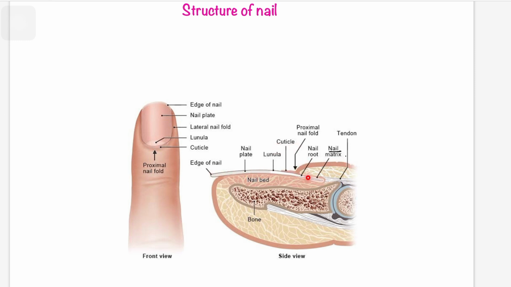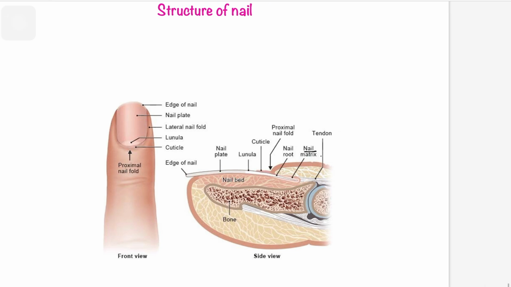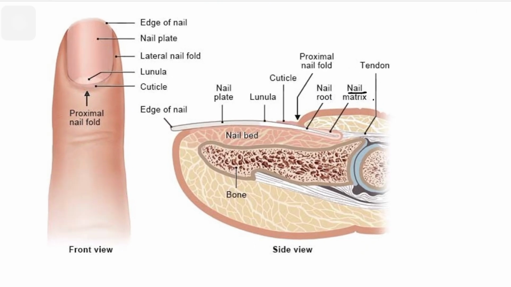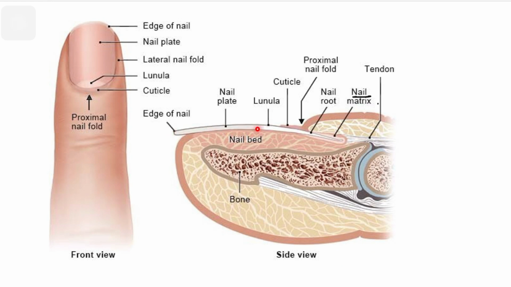So this is the proximal nail fold, and this is the nail plate, and this structure which holds the nail plate to the proximal nail fold is the cuticle. If you see another section, you will see the nail plate resting on the nail bed, which is seen above the distal phalanx.